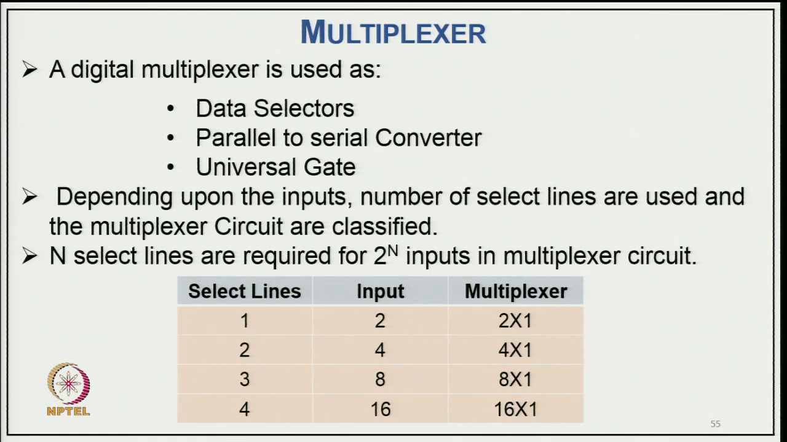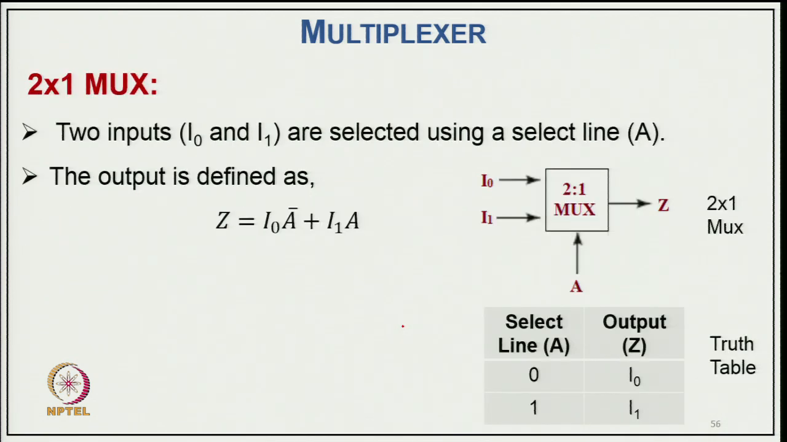So, you have possible inputs of 2 to the power 1, 2 to the power 2, 2 to the power 3, 2 to the power 4. These are the possible inputs, and you can multiplex typically 2 input, 4 input, 8 input or 16 input. Here is the example of a 2 into 1 mux. The 2 inputs I0, I1 are selected using a selector line A.